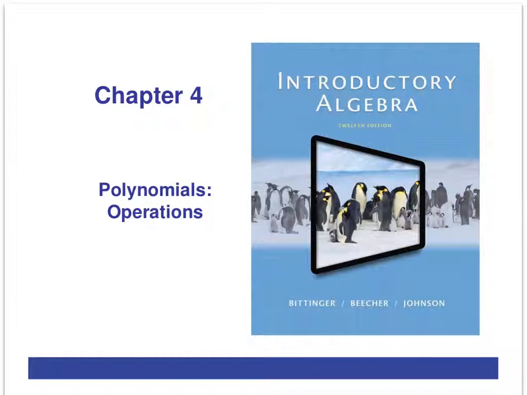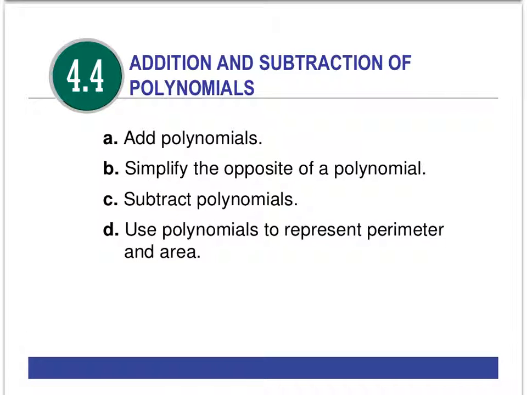Okay, welcome to 4.4. I'm sorry, 4.3, no, 4.4. Adding and subtracting polynomials. We're going to learn to add them. We're going to simplify the polynomials. We're going to simplify the opposite of a polynomial. Subtract polynomials, and then we're going to use polynomials to represent perimeter and area.